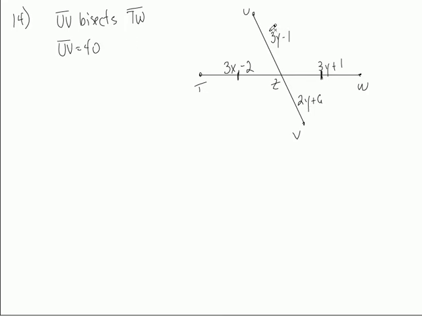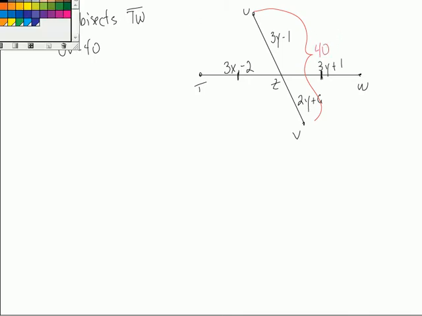UV is 40, so watch. Let's do this in a different color just so it stands out a little bit from everything. This whole thing from there to there is how much? 40. It's 40. So now tell me something about these two segments. Do we set them equal to each other? No, that's right. You add them up and set them equal to 40. Everybody see that?